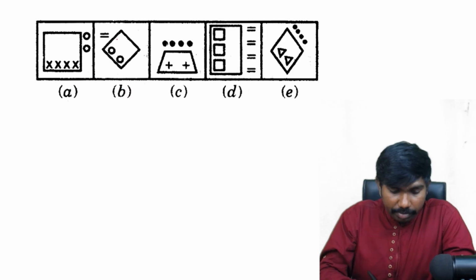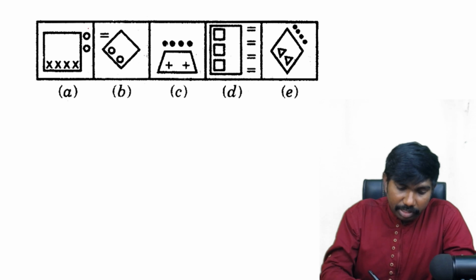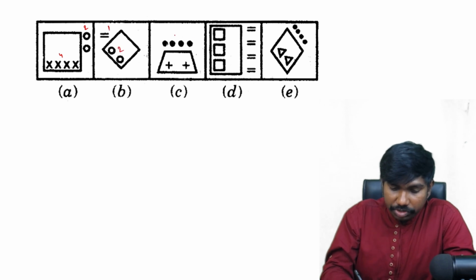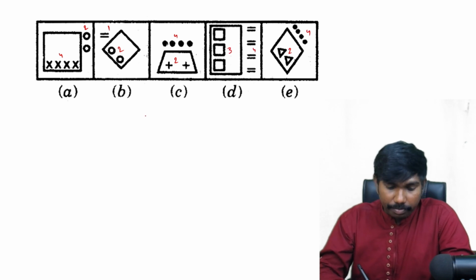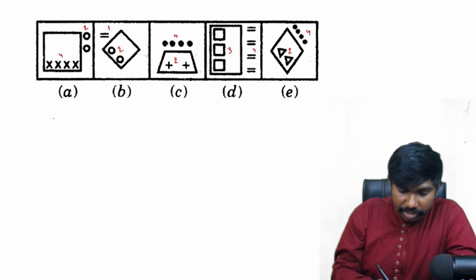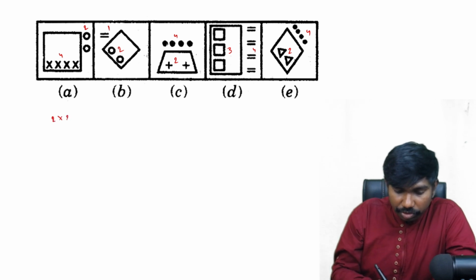Next question. Here the number of elements inside and the number of elements outside. Let us check. Number of elements outside are 2. Number of elements inside are 4. Outside 1, inside 2. Outside 4, inside 2. Inside 3 and outside 4. Inside 2 and outside 4. So if you observe here, 2 into 2 is 4.